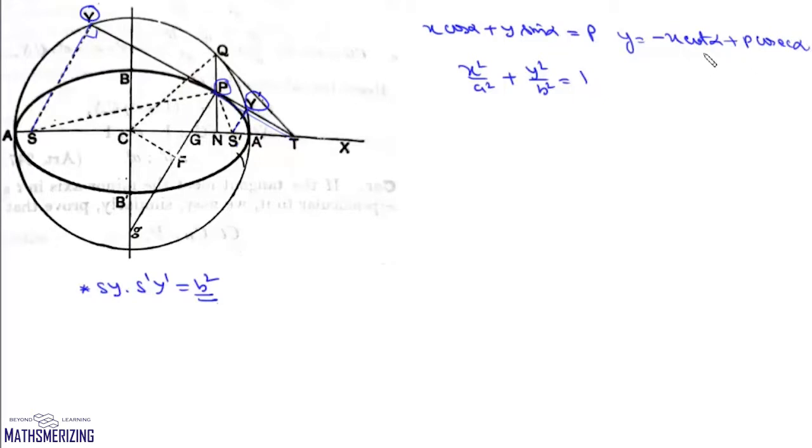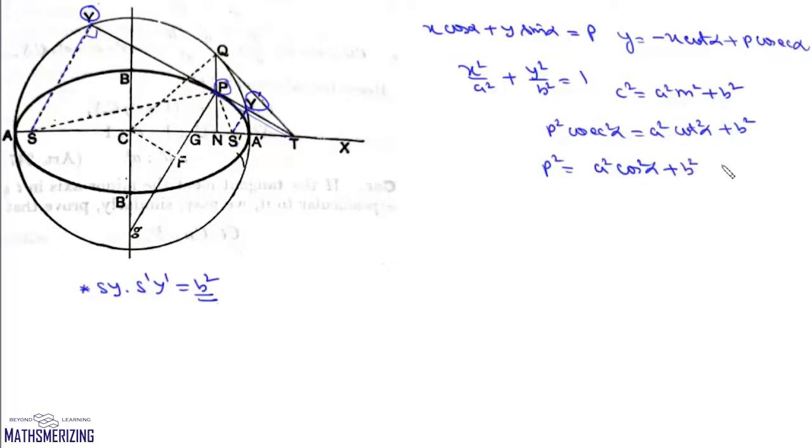So condition of tangency says c square is a square m square plus b square. So from here we can write c square, which is p square cosec square alpha, and it will be equal to a square, and m square in this case is cot square alpha, plus b square. Now what we'll do is we'll change everything in sine and cos. Then we can write p square as a square cos square alpha plus b square sine square alpha.